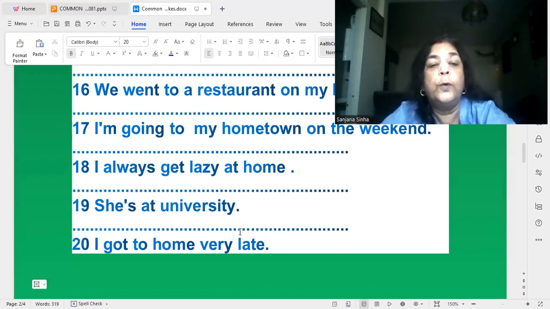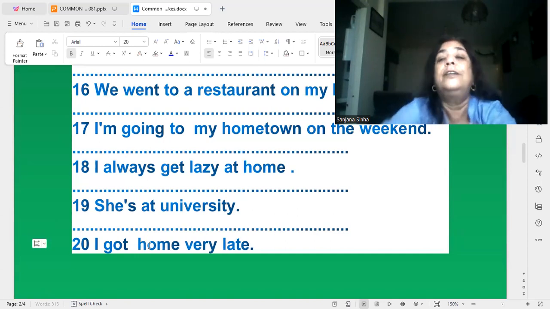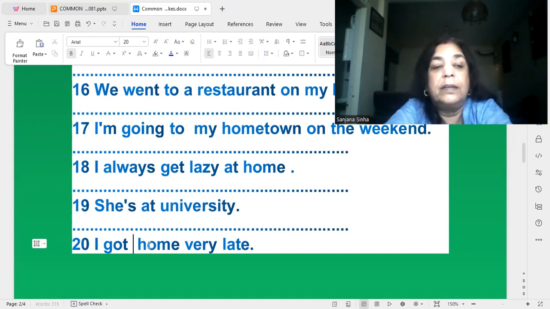20. I got to home very late. I got home very late. The to here is uncalled for. I got home very late. Der raat tak aap ghar mein pahunchte hain. Then you say, I got home very late. Main der se pahunchi. Main der se ghar aayi. I got home. You can always say, I came home, but then I got home. I got home very late.